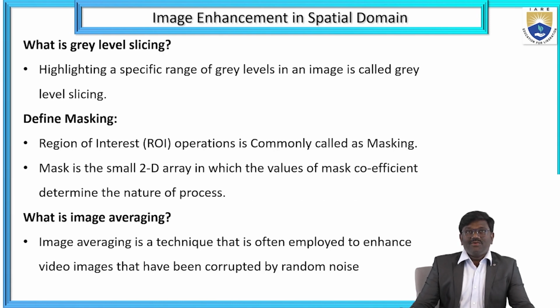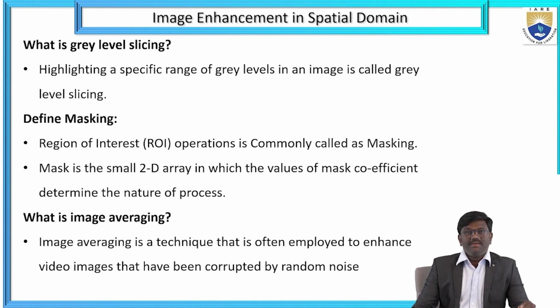We also define relationships of image enhancement in the spatial domain. What is gray level slicing? Highlighting a specific range of gray levels in an image is called gray level slicing. Defining masking: region of interest operations are commonly called masking. The mask is a small 2D array in which the values of the mask coefficients determine the nature of the process.